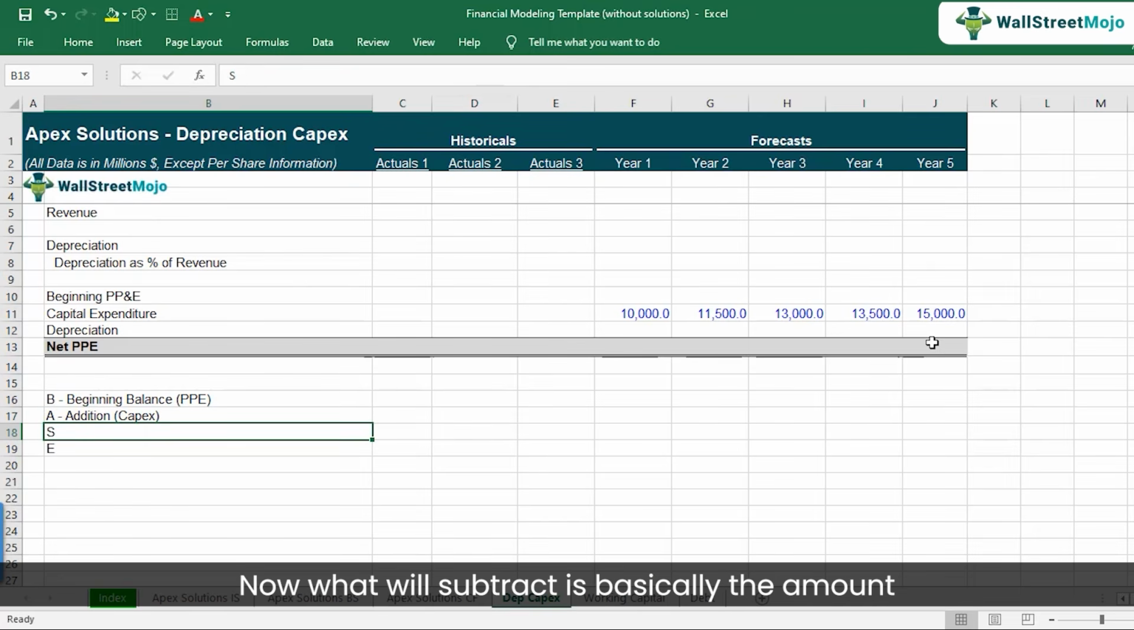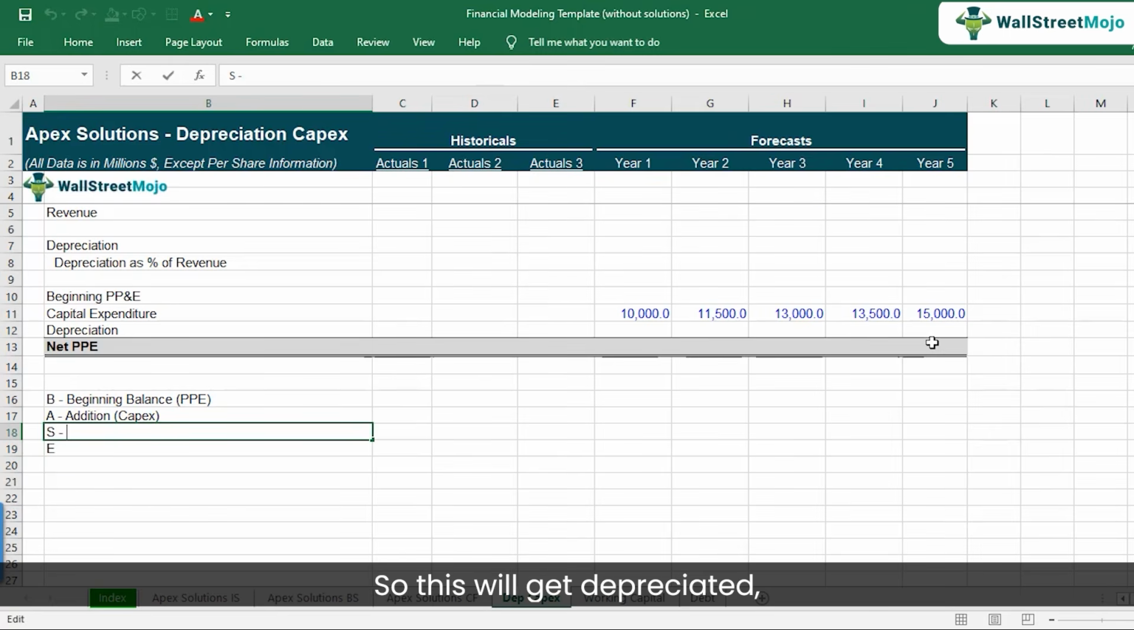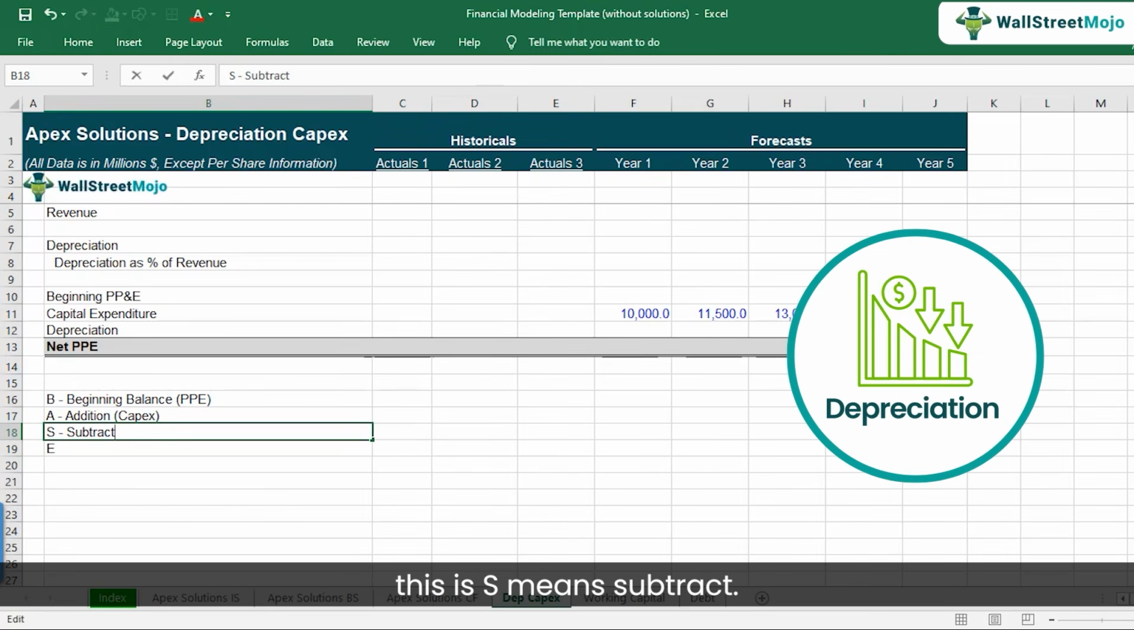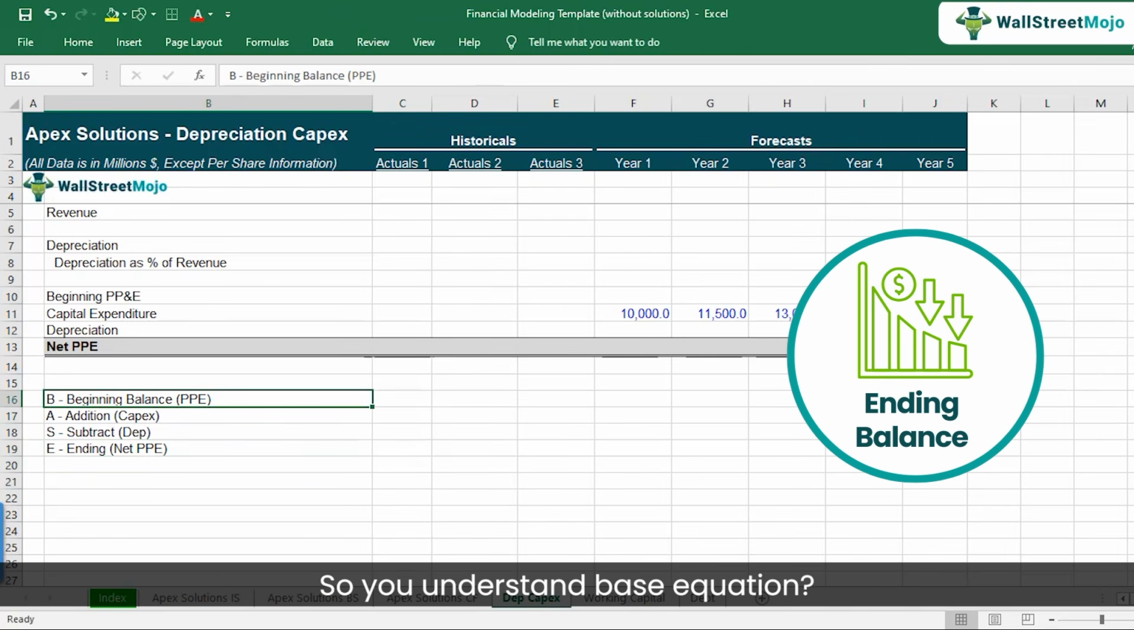Now, what we subtract is the amount that gets depreciated. Depreciation is a non-cash item, but you have to allocate the cost. So this depreciation reflects the allocation of cost from the fixed assets. This is S, meaning subtract. This is depreciation here. And E is nothing but your ending balance, and the ending balance here is net PPE, or property, plant and equipment. So you understand the base equation?